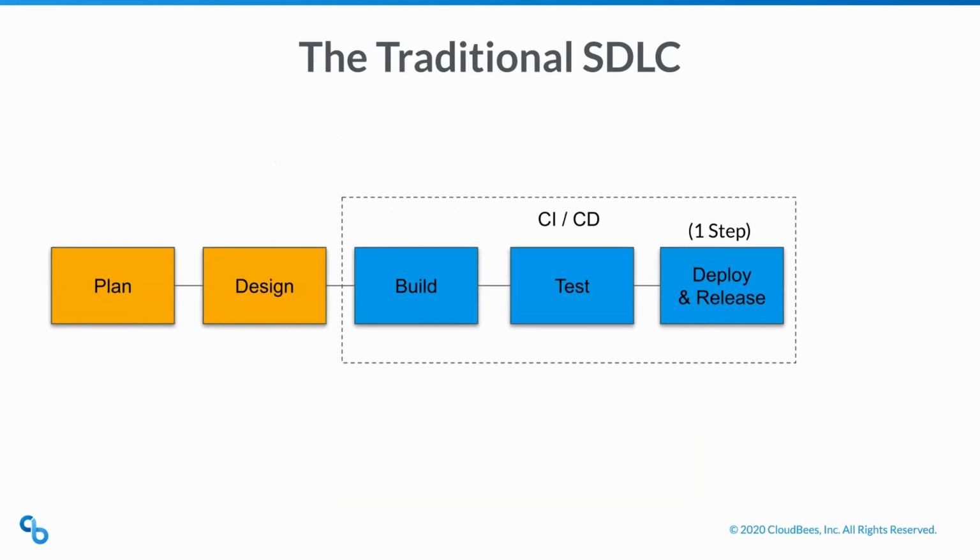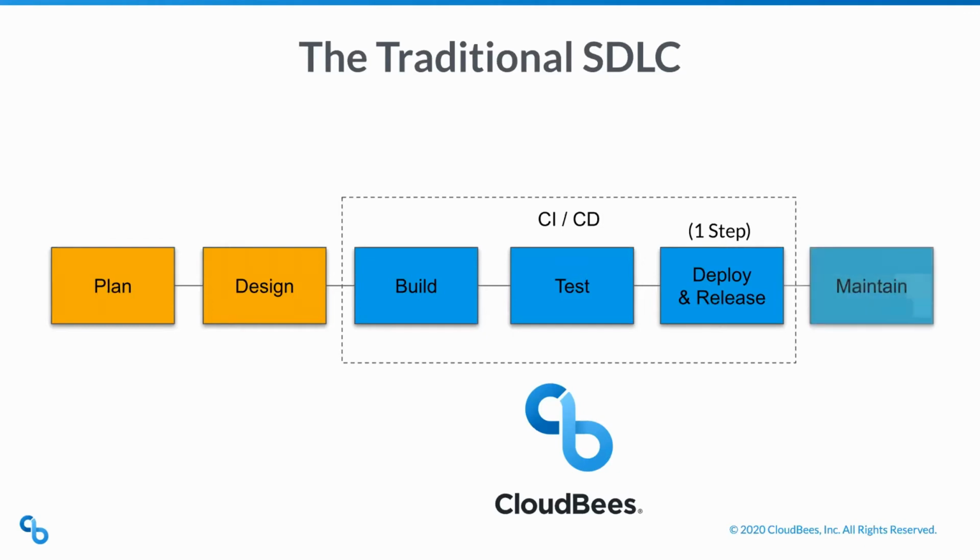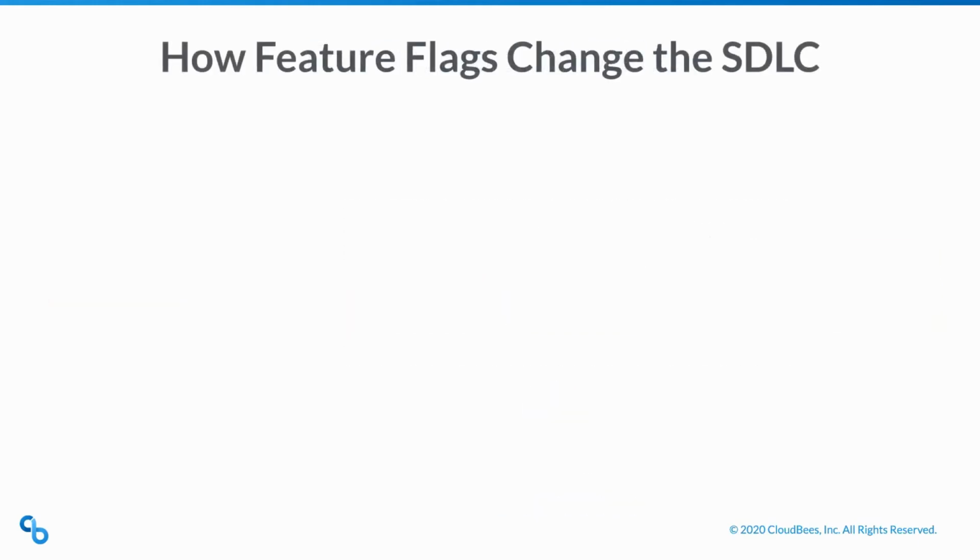If you all are familiar with CloudBees, then this is really where we play. This is where our solutions lie, across CI, across CD, and now feature flags as well. And lastly, we have maintenance, which is let's make sure that it's working correctly, and if there are patches, we can change it. So this is the traditional SDLC. Unless this is day 1 for you within the world of software, this is nothing new. But let's look at how feature flags change the dynamic of the SDLC.